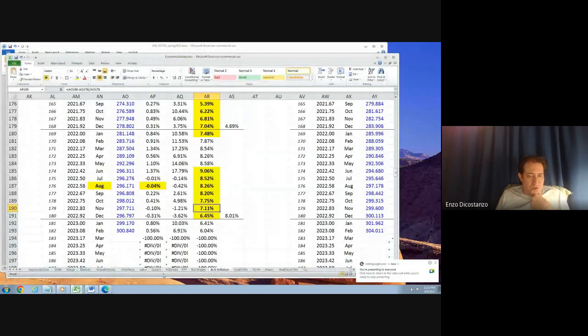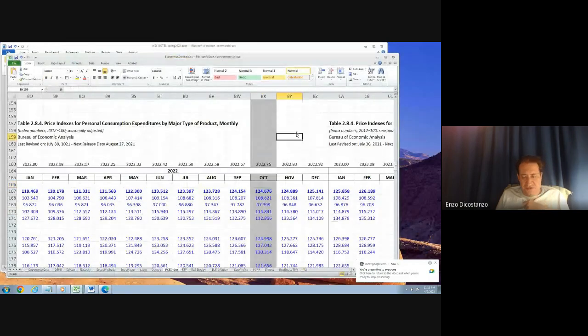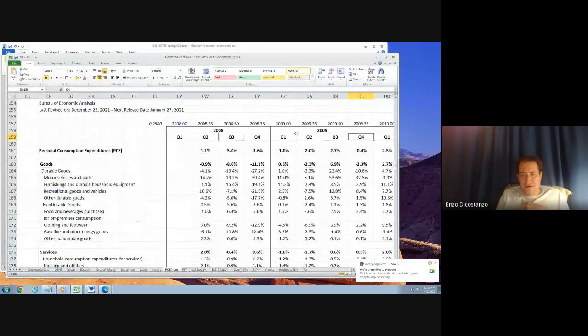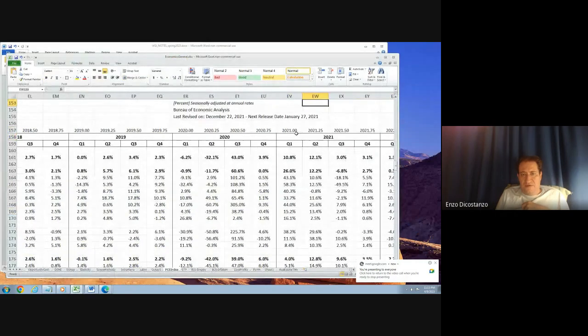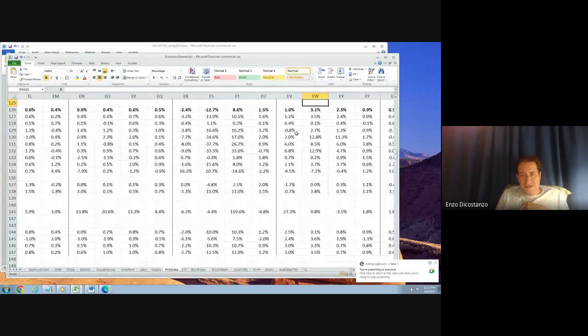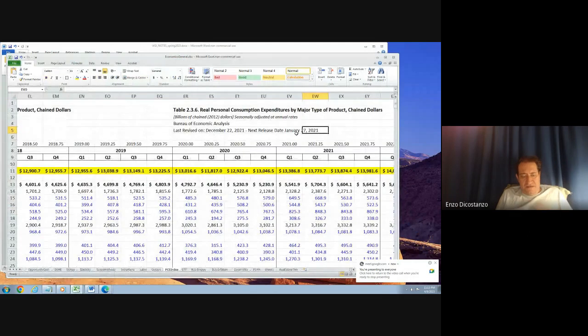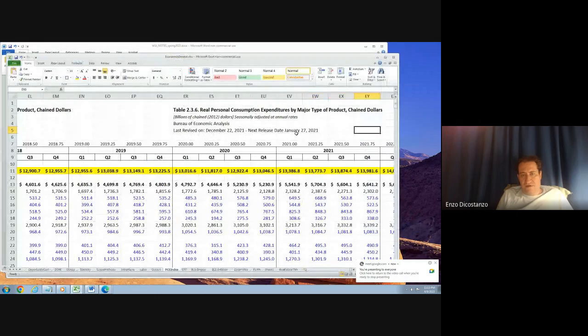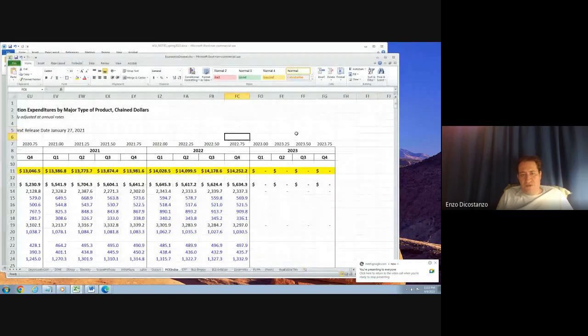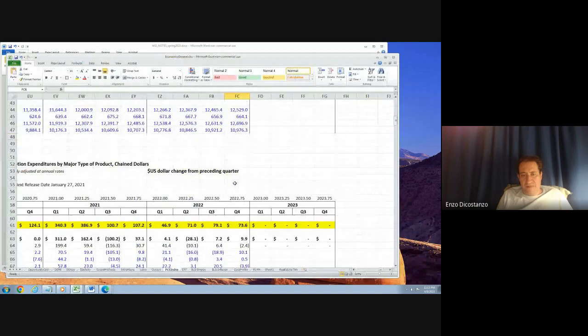So we have the quarterly. This is personal consumption expenditure. We looked at the monthly numbers, which are here. Here are the quarterly numbers. And what do we have here? This is percent change from preceding periods. So what is this? Real PCE growth. Okay, so we do have the fourth quarter numbers finally.